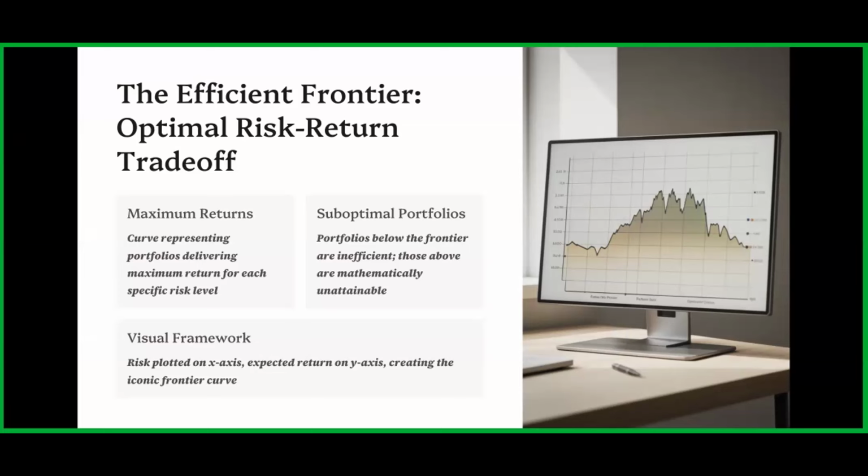Okay, so suboptimal portfolio. Why is the portfolio important in the investment? The portfolios below the frontier are insufficient, and those above are mathematically unattainable. If we fix one line in between them, those shares above that line give a good return, and those shares below that line give less return. So this is how we plot the graph.